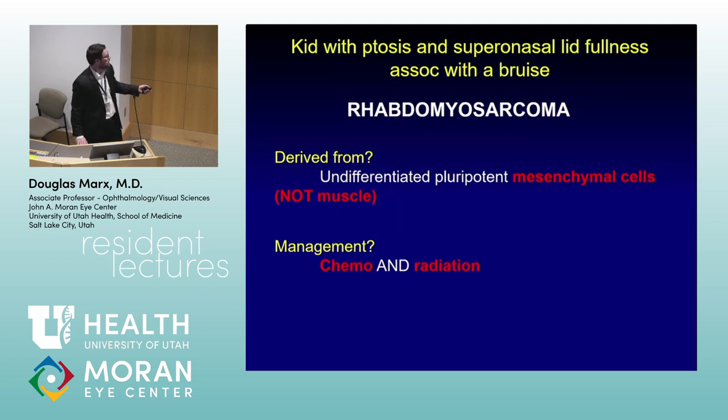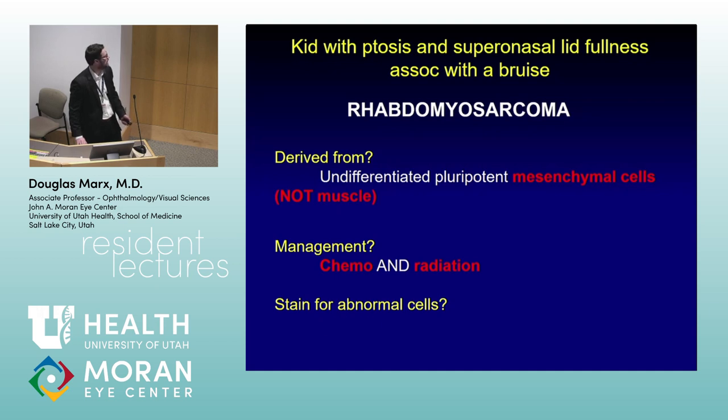If it's not isolated to the orbit, though, once it leaves the orbit, a lot worse. But I would say here, I would still think of this, the bruise will make you think of a neuroblastoma. And if it's bilateral, neuroblastoma. What are the age differences between rhabdomyosarcoma and neuroblastoma? Neuroblastoma is less than two. Yeah, so I usually think of 2 and 8. Rhabdo is usually around 8, neuro is usually around 2.